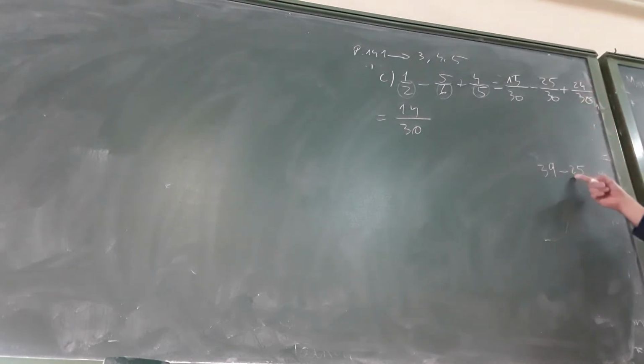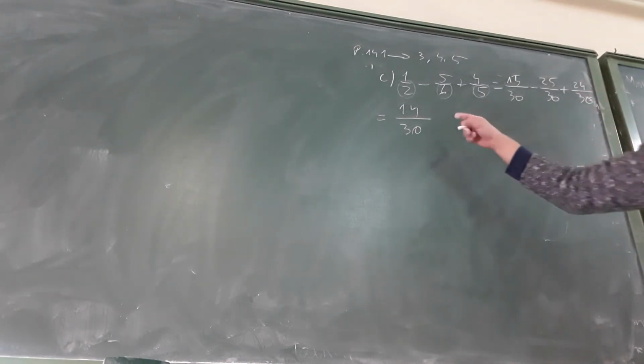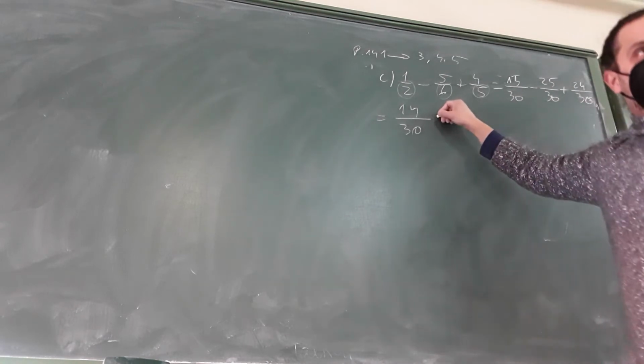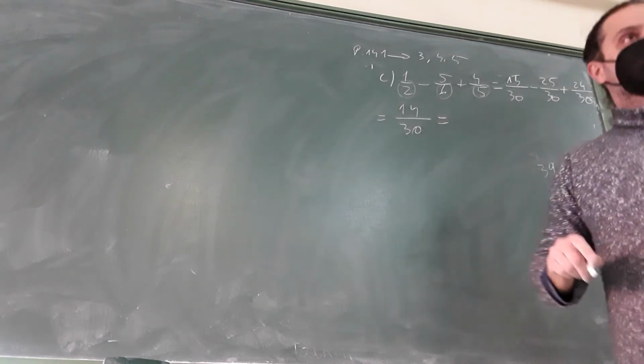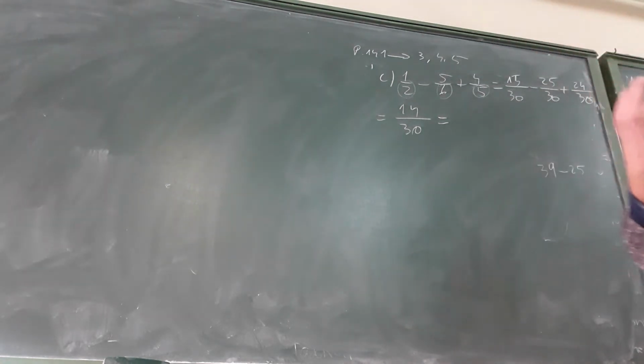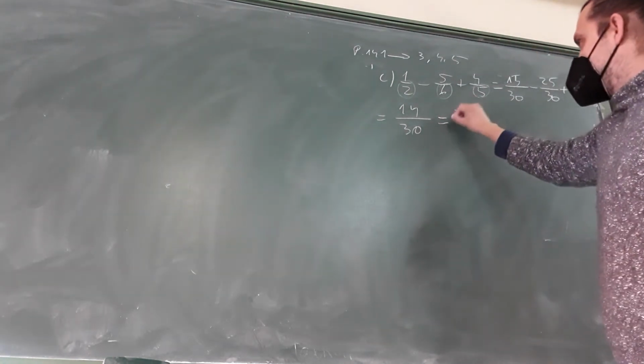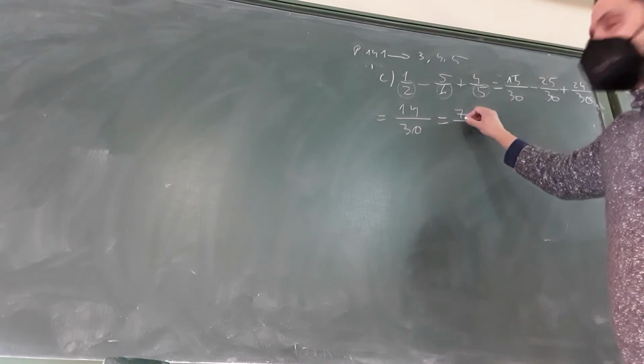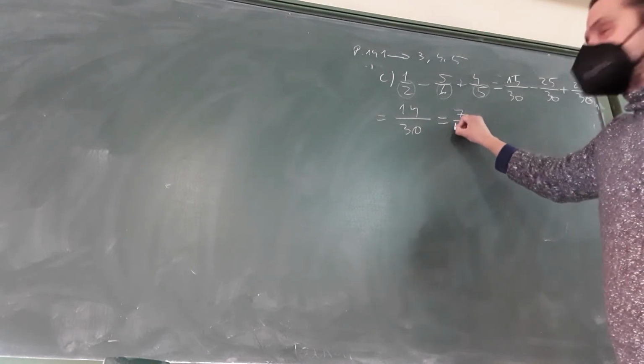39 minus 25, 14. Can we simplify, Dua? Yes. And then, if you divide by 2, up and down, you're going to get 7 over 15. Right. And we cannot simplify further.